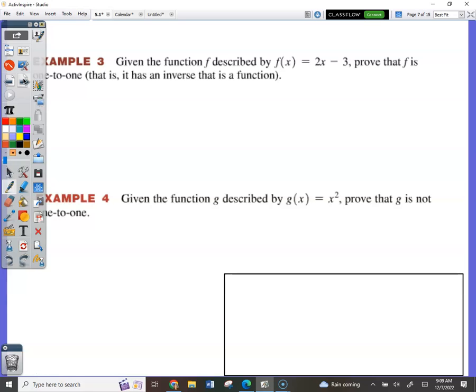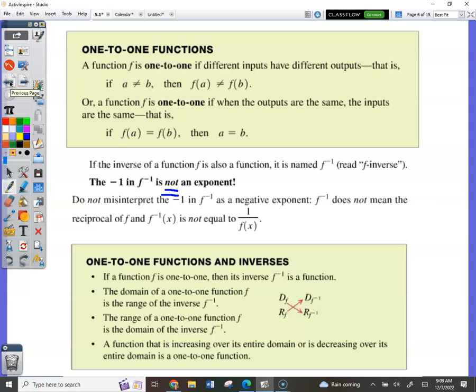So right here, given the function f described by f of x equals 2x minus 3, prove that f is 1-to-1, which means prove that it has an inverse, that its inverse is a function, okay? To prove that it's 1-to-1, you're going to have to do some algebra, and it's going to feel kind of weird, but this is that higher level math. So go back to this right here. This one's easier to check than that one. This one's easier to check.